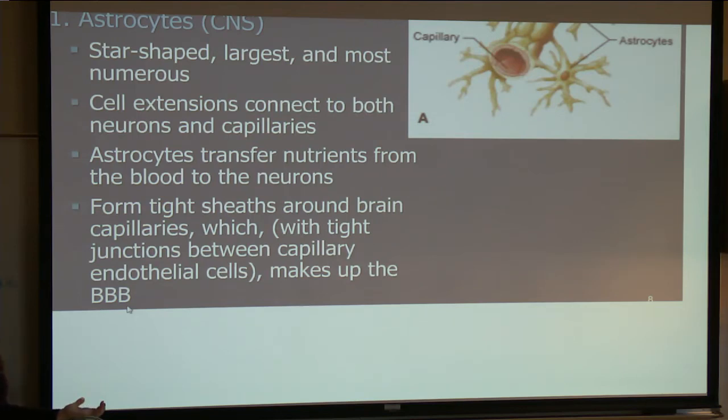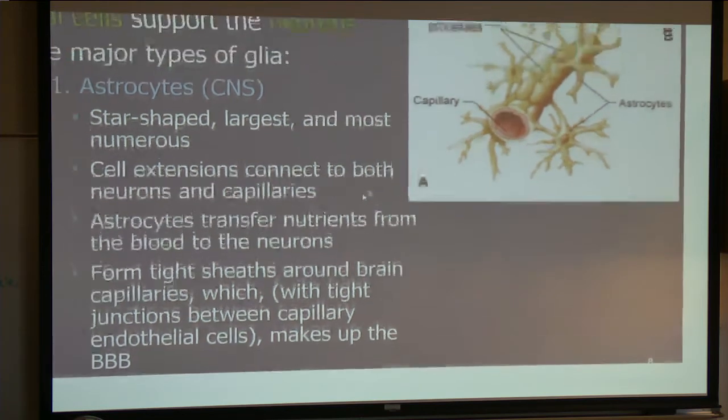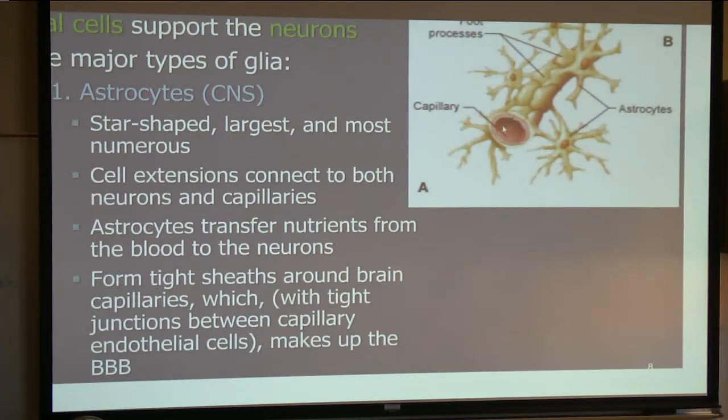So they can control what can leave the blood and get to the brain or to the central nervous system and what can't. Very important because there are some different chemicals and whatnot in the bloodstream that we do not want to have access to our central nervous system. So for blood-brain barrier formation, these astrocytes take on a leading role.